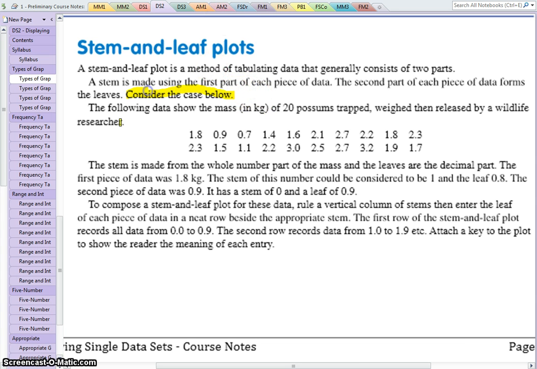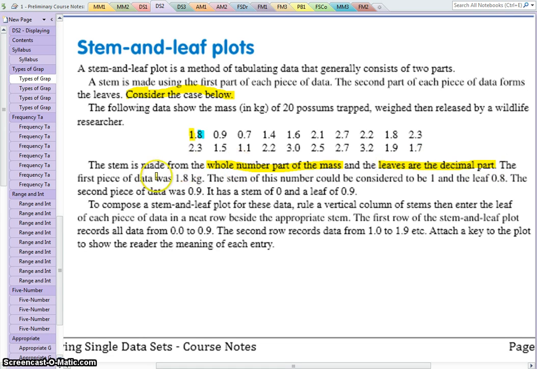Consider the data below. The following data shows the mass in kilograms of 20 possums. Basically, you've got your first part, then you've got your second part. So the 1 would make up your stem, and the 0.8 would make up your leaf. So the stem is made up from the whole number part, and the leaves are the decimal part.